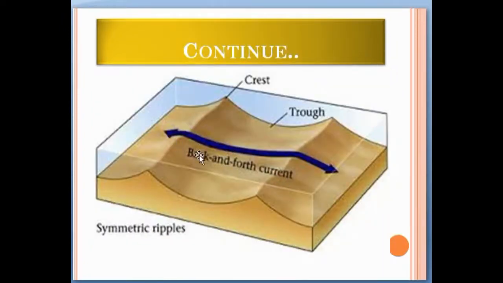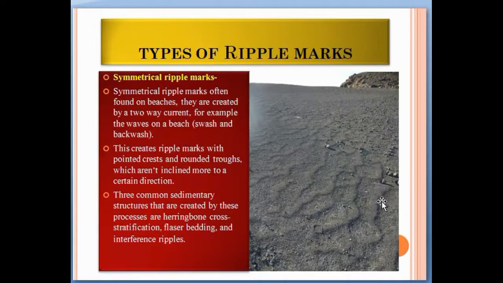See here, this is a back and forth current, and by this action the symmetrical ripple marks form. As you can see, this is the crest and this is the trough area. Here this is the crest and this is the trough area.